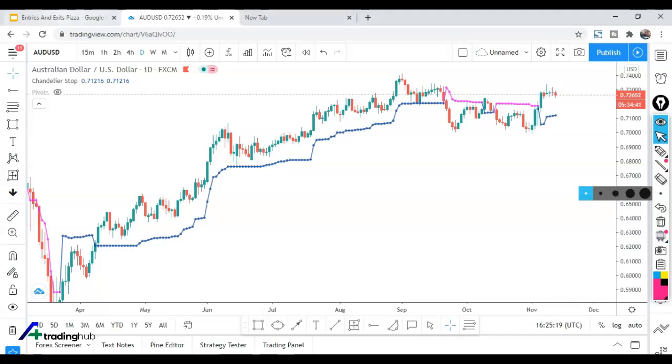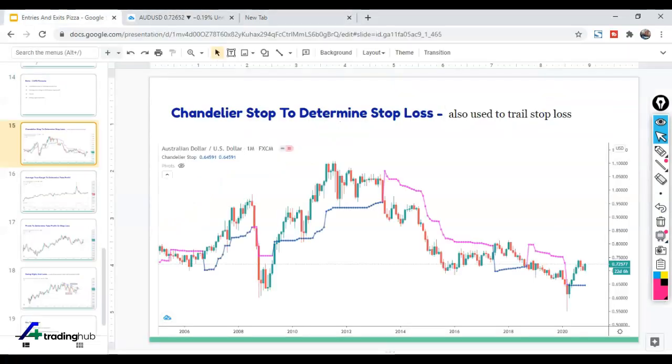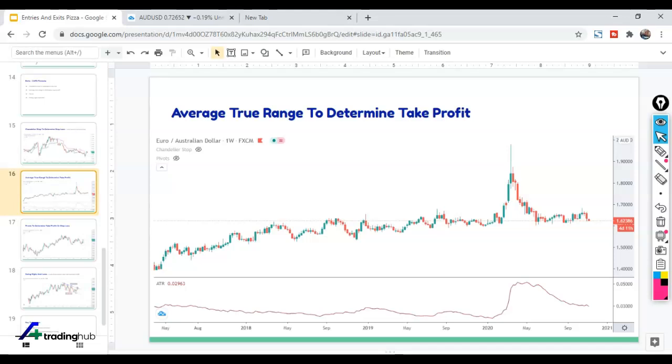All right, so we move to the next one, which is average true range to determine the take profit region. The illustration you see here right now is the average true range down here on this chart. It looks a little bit like RSI, but it's not RSI. This is the average true range. So you actually use it to determine your take profit in pips.